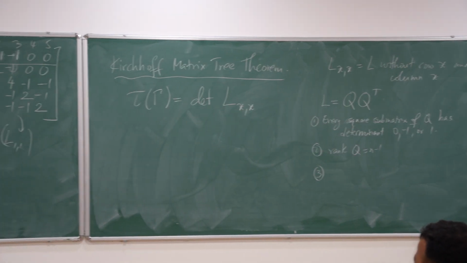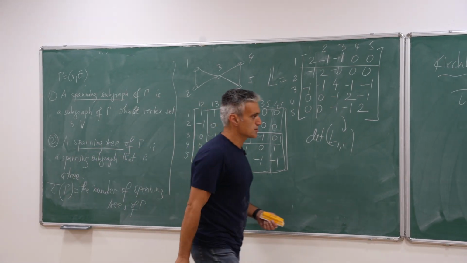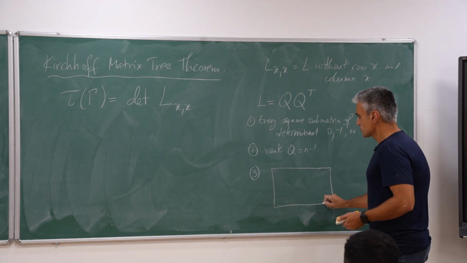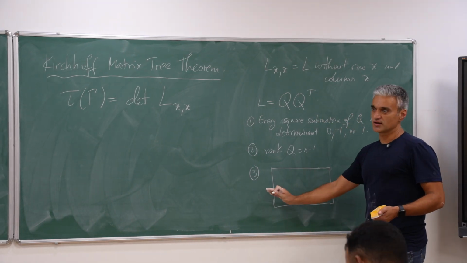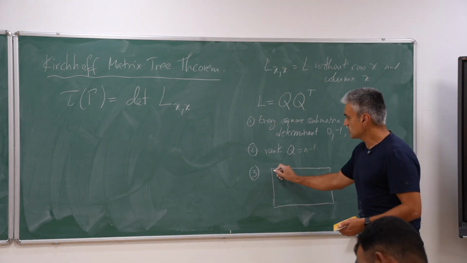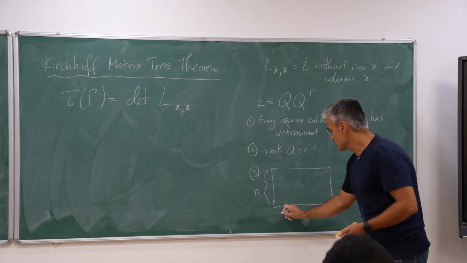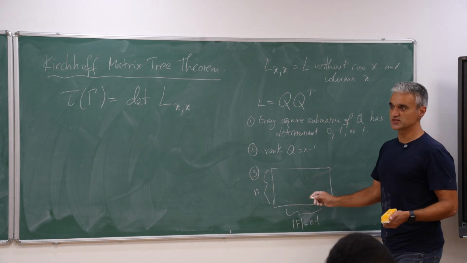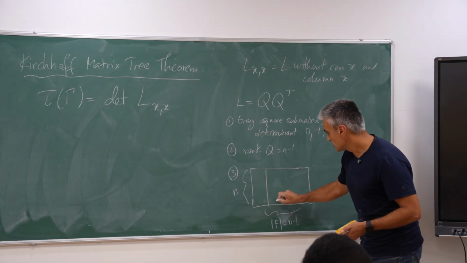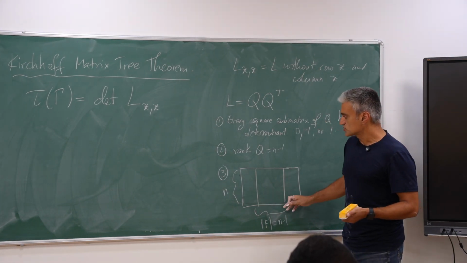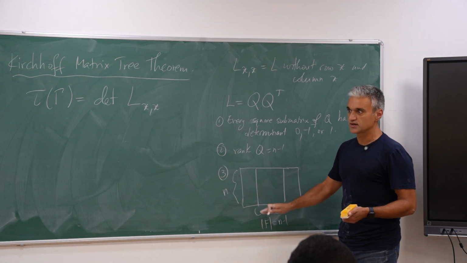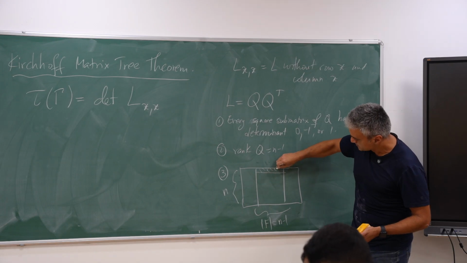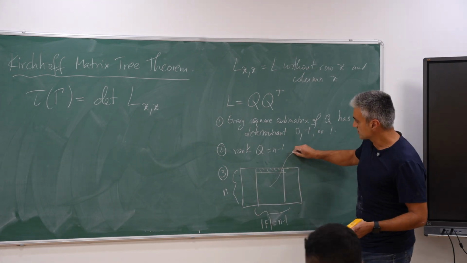Now, the third thing is, let me do it here. This matrix is what I call a fat matrix, because you have more columns than you have rows. Here you have n vertices. Let me pick a set F of edges, with cardinality of F being n minus 1. So I get this matrix that is going to be tall, with n rows and n minus 1 columns. I claim that if I delete any row, this matrix here is invertible.